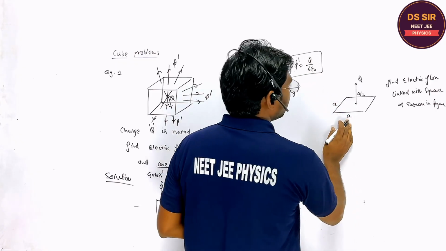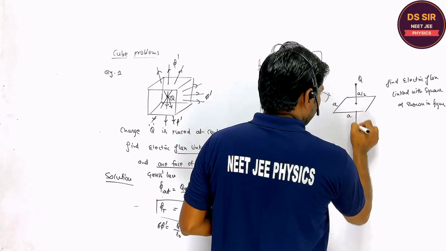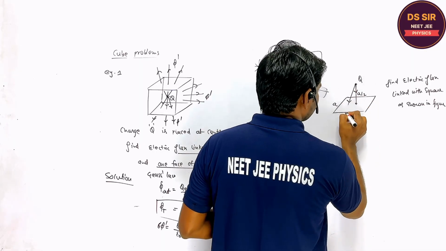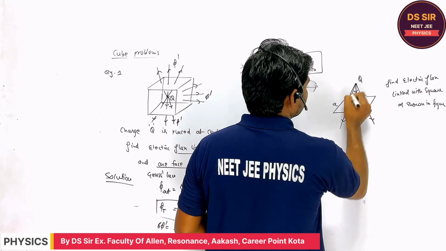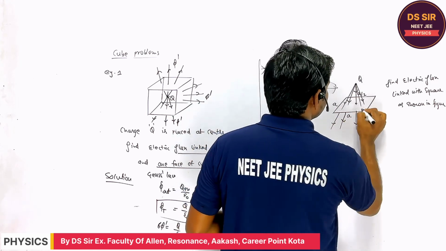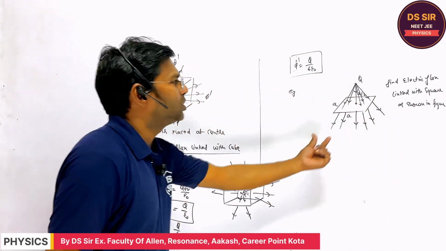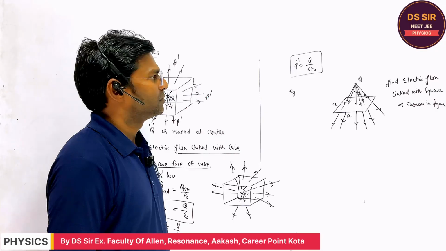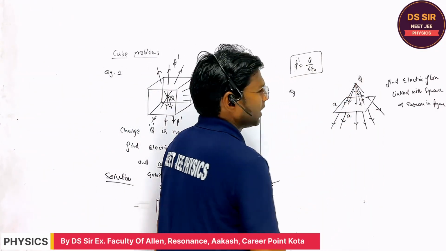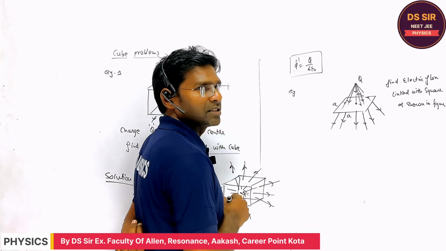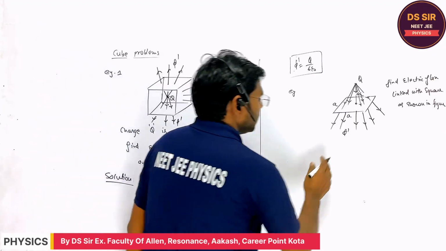If this is A, this is what? Say A by 2. The flux is like this, the flux is like this. Is it clear or not, you tell? So this flux you have to calculate. The charge is placed at distance a by 2 above the center of the square. So how to find this flux? This is the phi dash. How to find? Listen one thing.